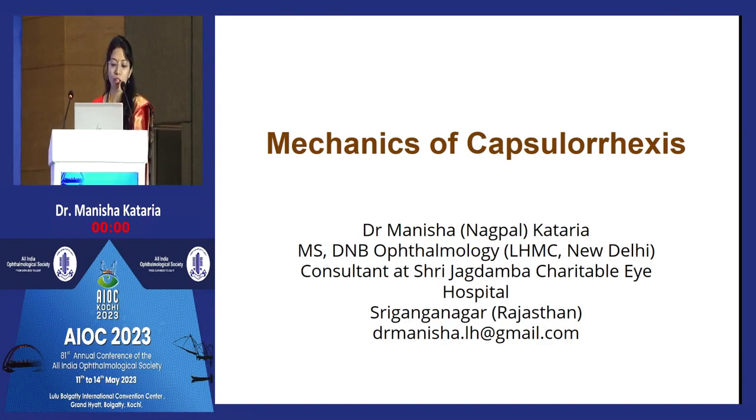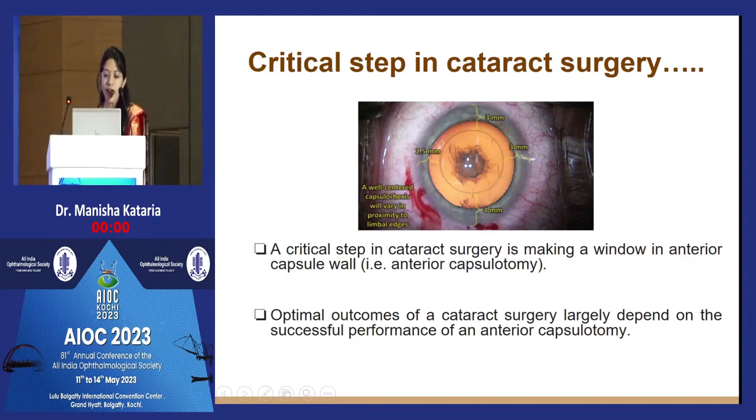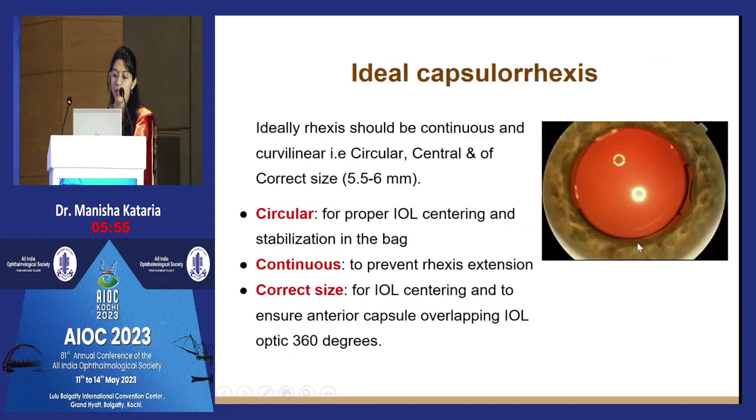Today, I'm going to speak on the mechanics of capsulorhexis. It is a critical step in cataract surgery. The optimum outcome of a cataract surgery largely depends on the successful performance of an anterior capsulotomy. An ideal capsulorhexis should be continuous, curvilinear, and of correct size, circular, for proper IOL centering and stabilization.